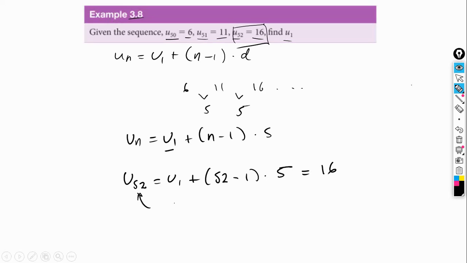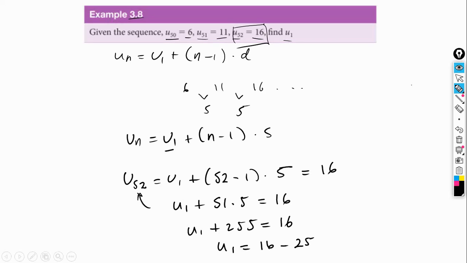So notice that from here we get that the first term plus 51 times 5 is equal to 16. And then that means that the first term plus 255 is equal to 16. Therefore, the first term is going to be 16 minus the 255, and this equals minus 239.